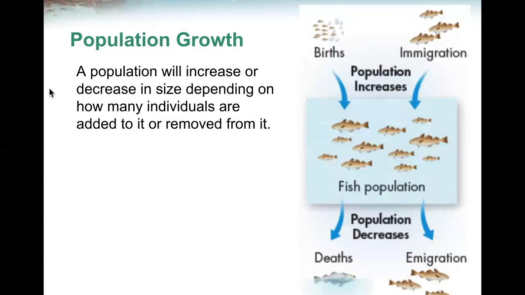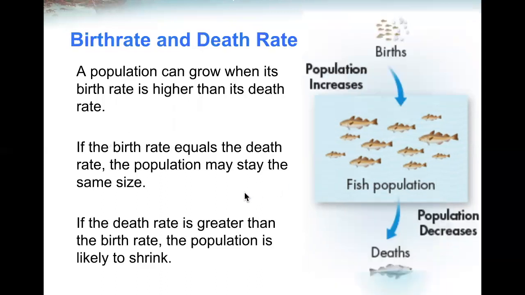A population will increase or decrease in size depending on how many individuals are added to it or removed from it. Births will add, immigration will add, and then deaths will decrease the population, and emigration will decrease the population. A population can grow when its birth rate is higher than its death rate. If the birth rate equals the death rate, the population may stay the same size. If the death rate is greater than the birth rate, the population is likely to shrink.